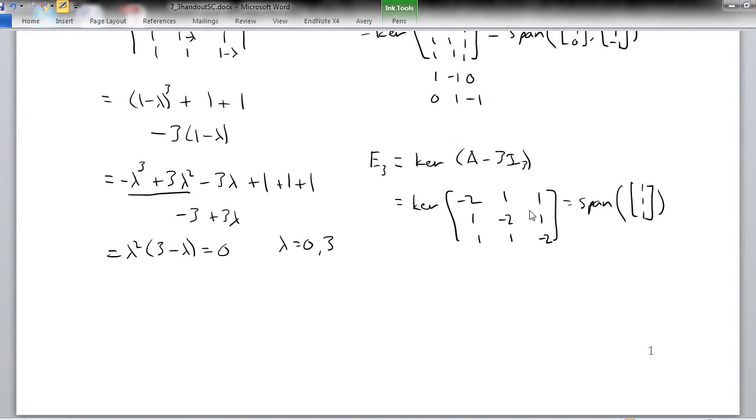Now, if you don't like this sort of guess and check inspection method, remember the other way to find the kernel. You're just solving the system, A times X equals a 0 vector. So you can just do Gauss-Jordan elimination on this matrix. I tried that and I got 1, 0, negative 1, and 0, 1, negative 1, and 0, 0, 0. Okay, so you could look for linear combinations that give you the 0 vector, and maybe now it's even easier to see that 1, 1, 1 will do the trick, so you get the same vector.